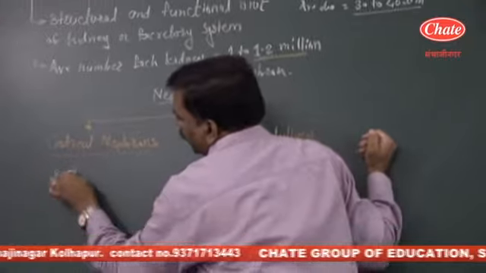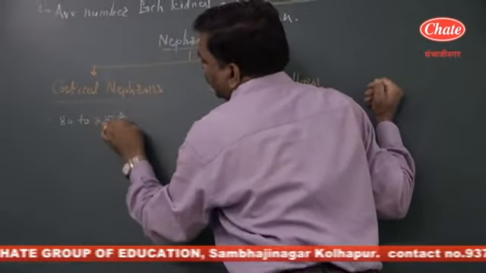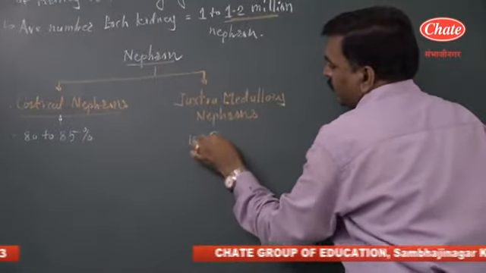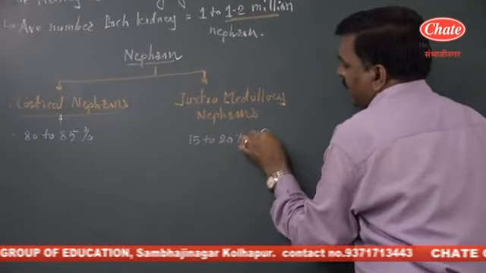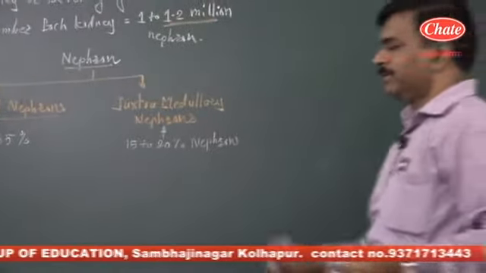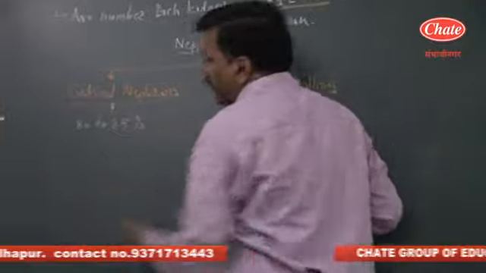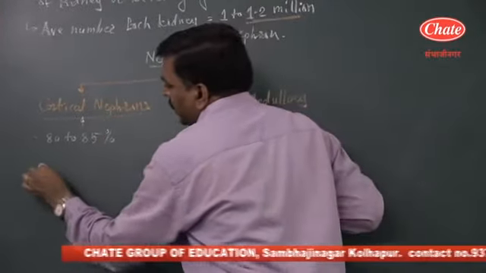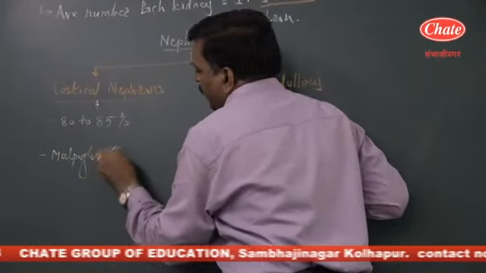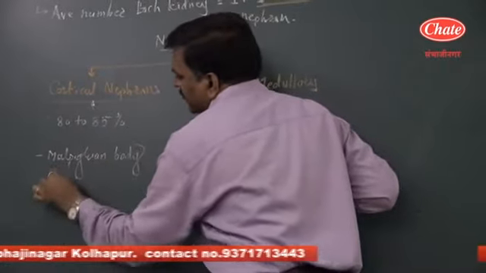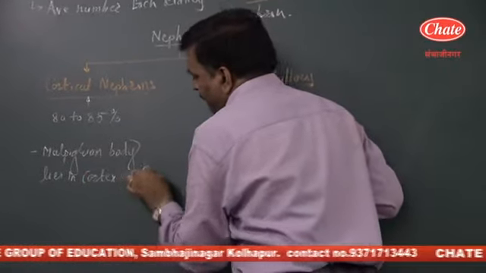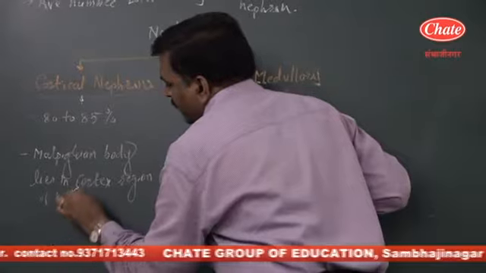Generally 80 to 85% of nephrons are cortical nephrons, while 15 to 20% of nephrons are juxtamedullary nephrons by number. The most important property of the cortical nephron: in the cortical nephron, the Malpighian body lies in the cortex region of the kidney.